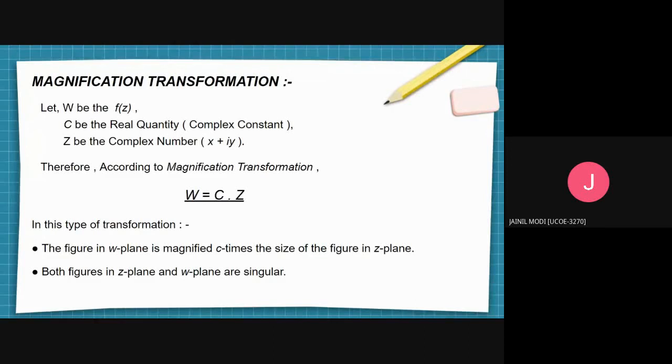Therefore, the size of the new figure depends upon the value of C. If C is greater than 1, then the figure will be magnified. But if C is between 0 and 1, the figure will be smaller. Therefore, both figures in the Z plane and W plane are similar.